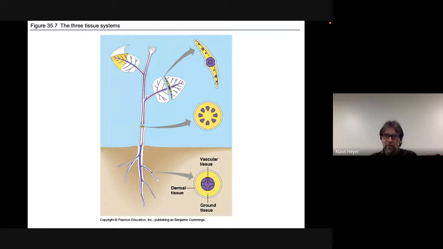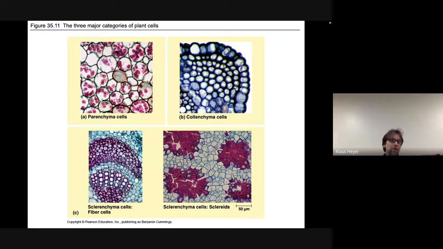So we've got three types of cells: parenchyma, collenchyma, sclerenchyma. Plants pretty much have three types of cells.